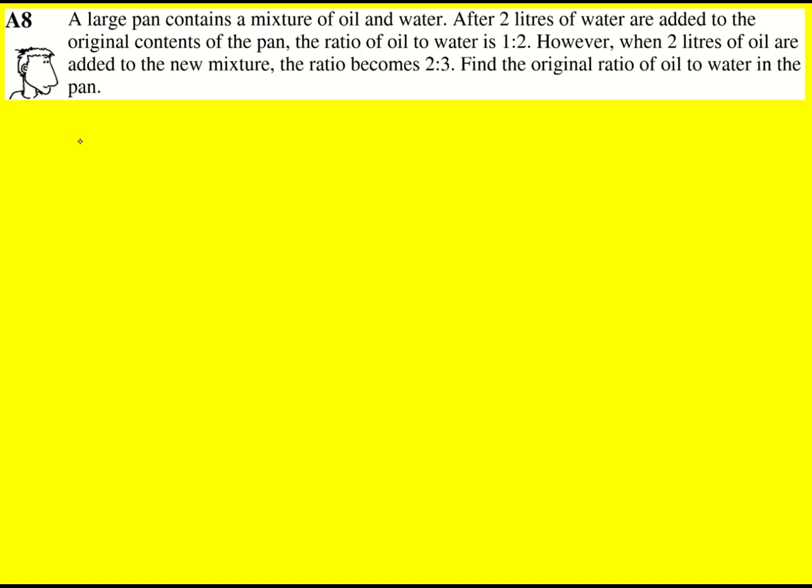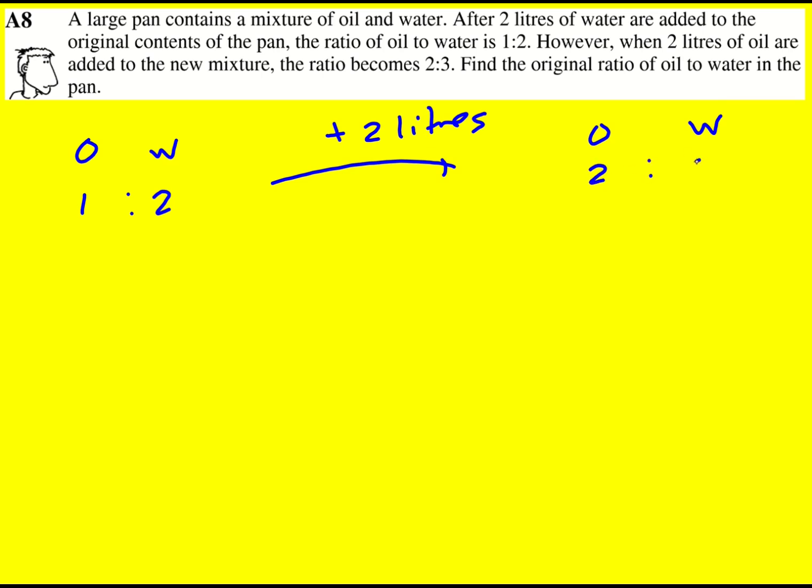There's a quick way of doing this question. Let's just say that we've got our mixture. We've added 2 liters of water, and it's 1 to 2. So I'm going to focus on this. I'm then going to add 2 liters of oil, which then becomes 2 to 3.